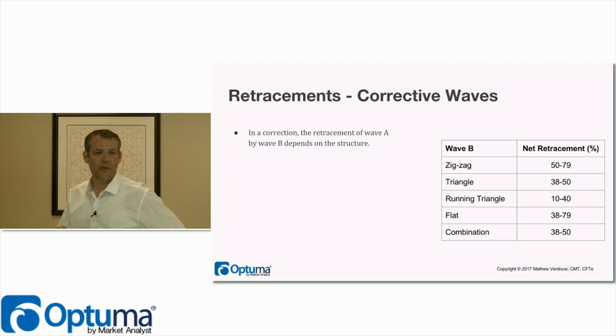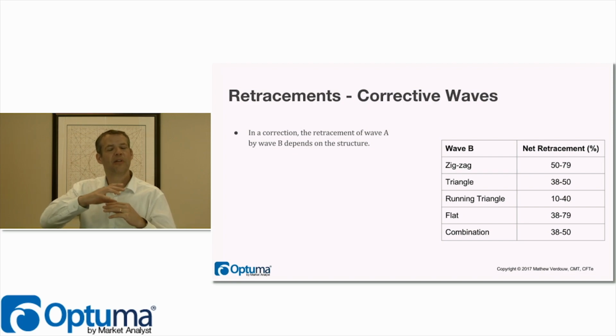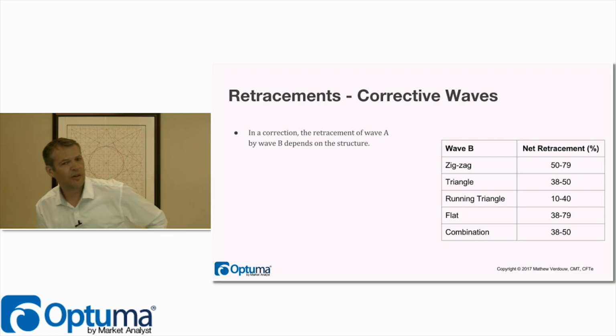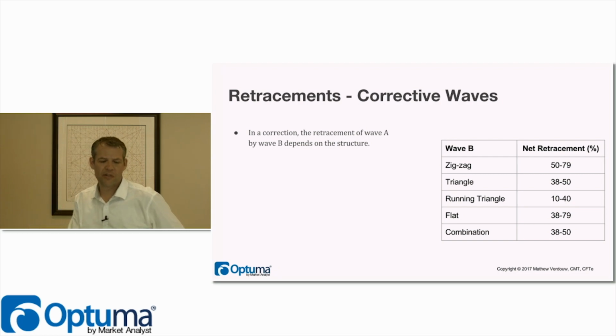Retracements in corrective waves. Again, these are what have been observed. Typically, when you look at wave A, how far wave B retraces gives you an idea of what type of pattern we're looking at. If it's a zigzag, we're running between 50 to 80%. Triangles are 38 to 50%. That's wave B. If wave B is in there, then it looks like we're running a triangle. Running triangles 10 to 40%, flats, combinations, etc. So you can see those numbers there.